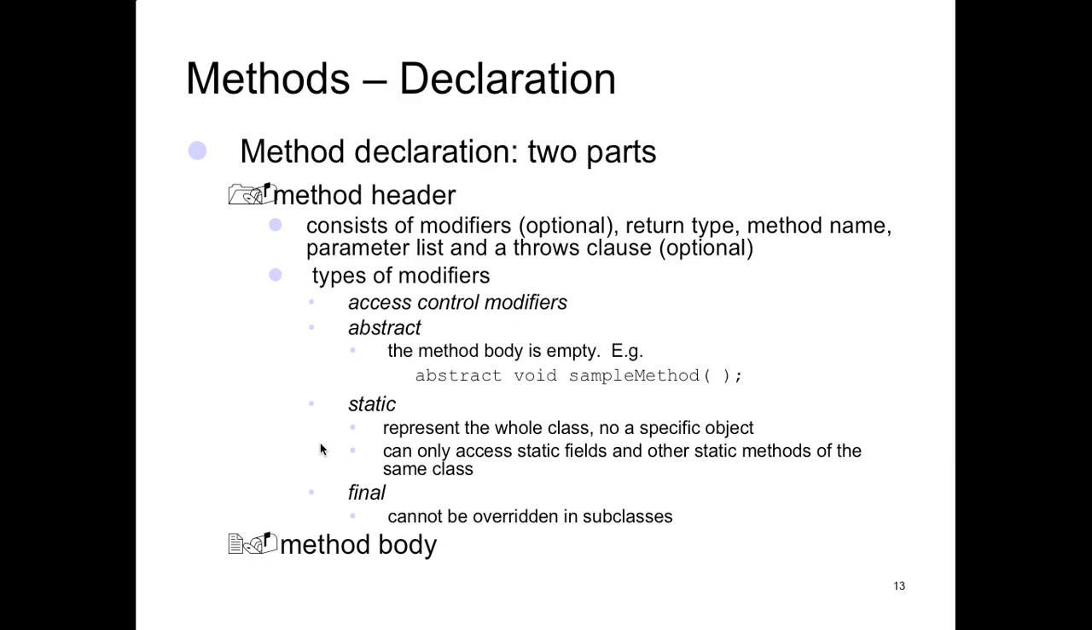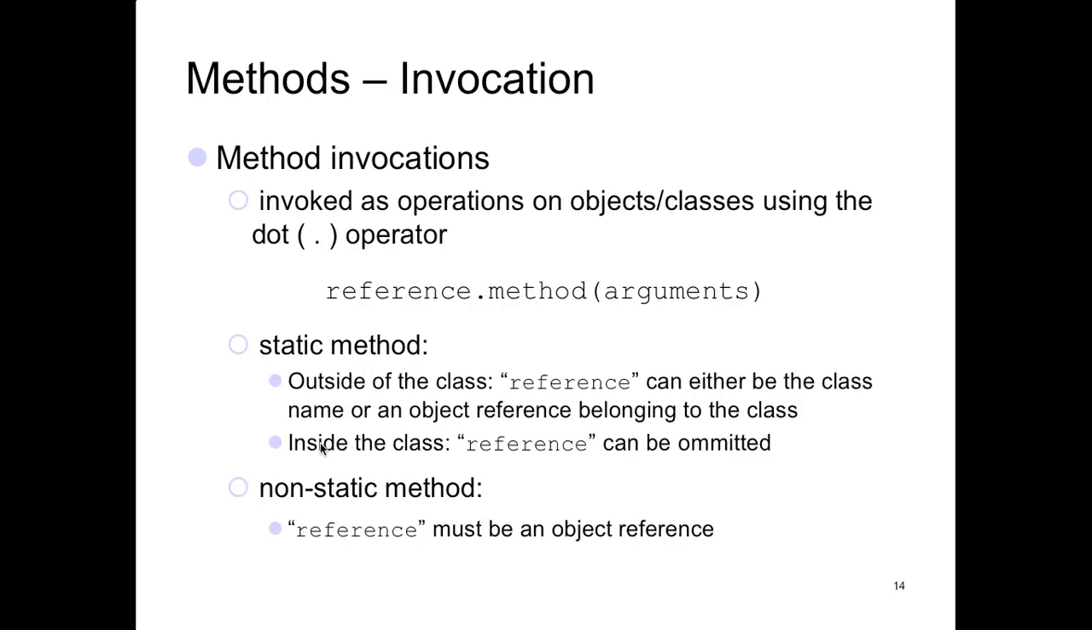All right, so we're almost done. So we have the method body that appears after the header. Method invocations, as we've seen before. We've actually kind of seen this with the dot reference. Same thing as you do with variables, you do the same thing with methods. So invoke an operation on an object class using the dot. So this is the reference, or the P1, P2, pencil 1, pencil 2, dot, some method and the arguments that are associated with it.